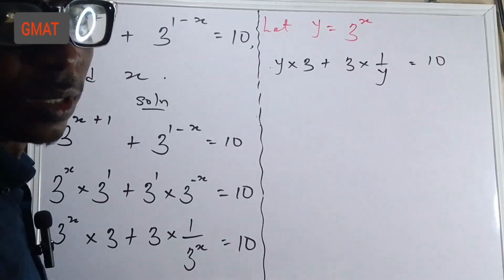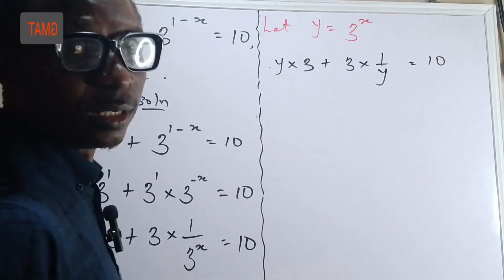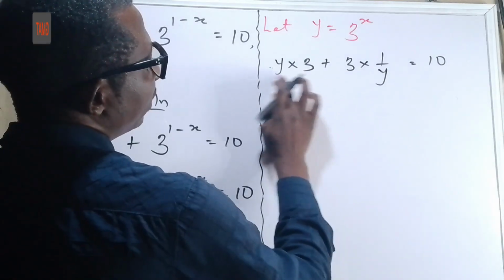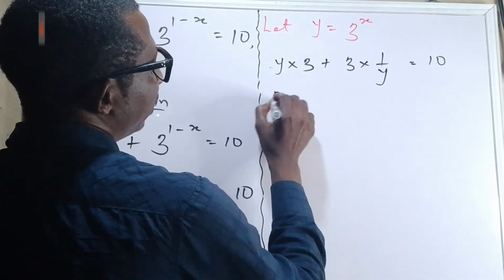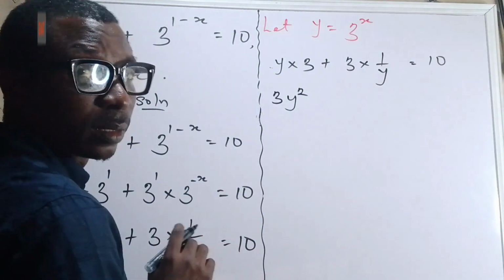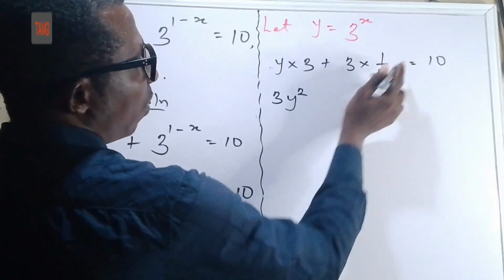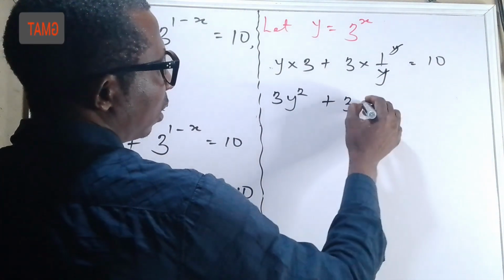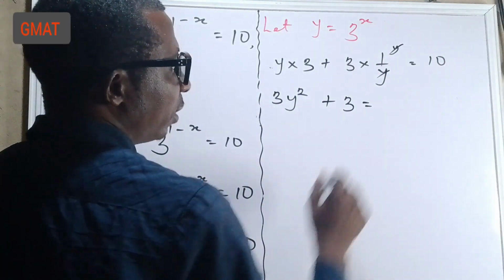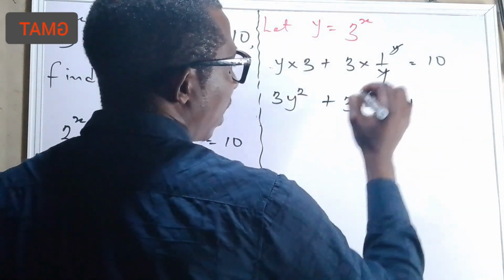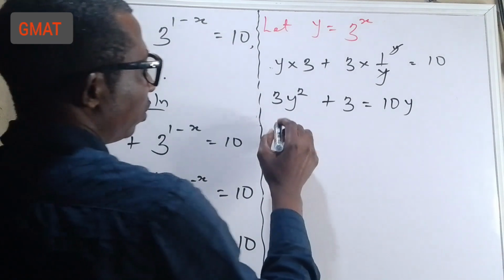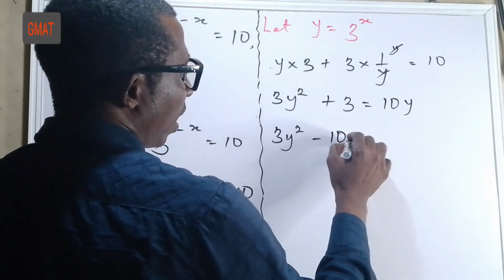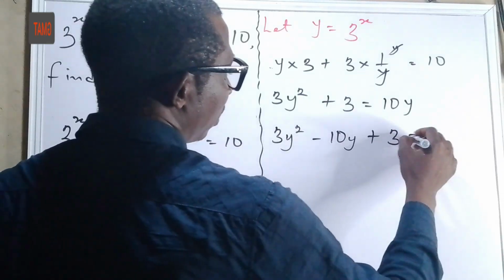Now the next thing is to multiply through by the LCM of the denominator. That is y. You multiply through by y. So when you multiply this by y, you have 3y squared. Okay? When you multiply this by y, y will cancel y, so you'll be left with 3. Equals to, now multiply this by y, you have 10y. Okay? So you have 3y squared minus 10y plus 3 equals 0.